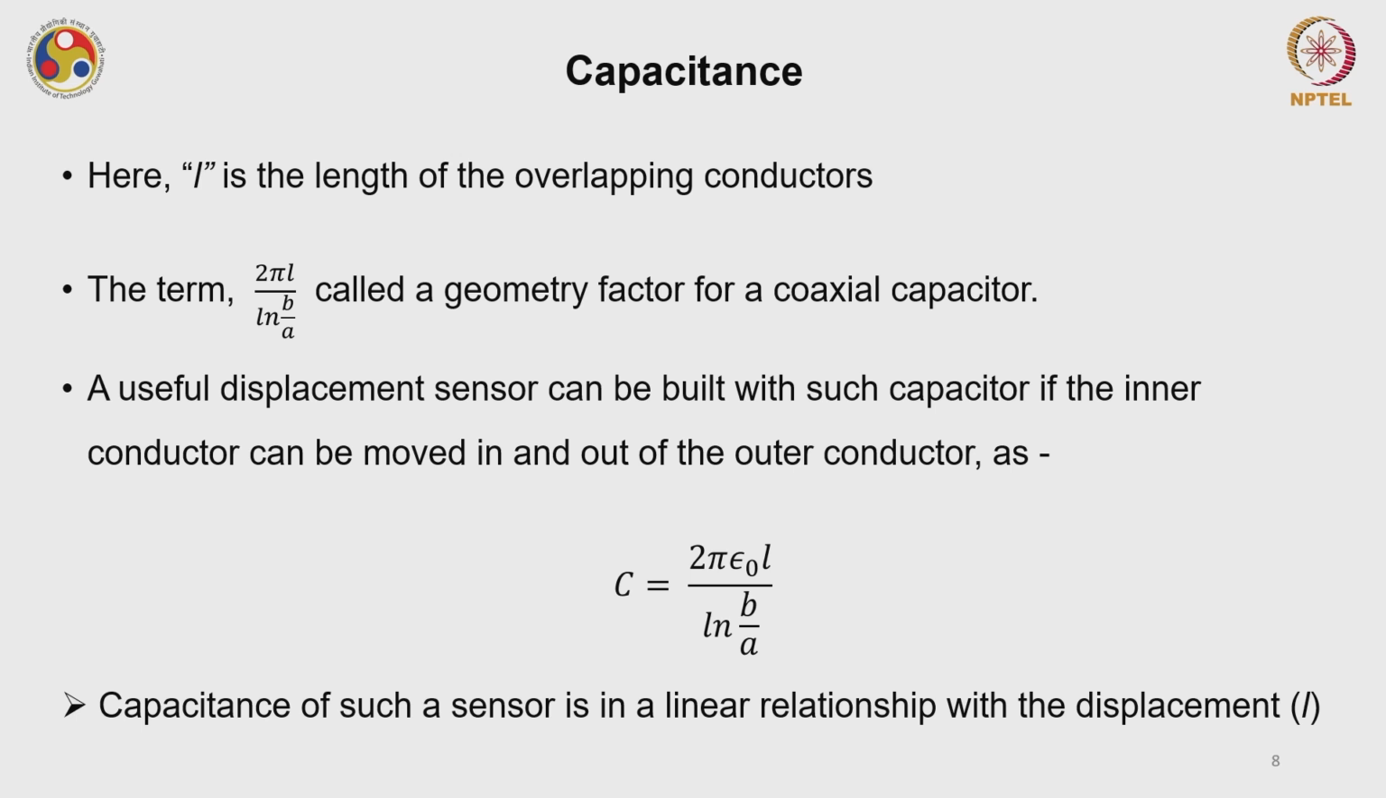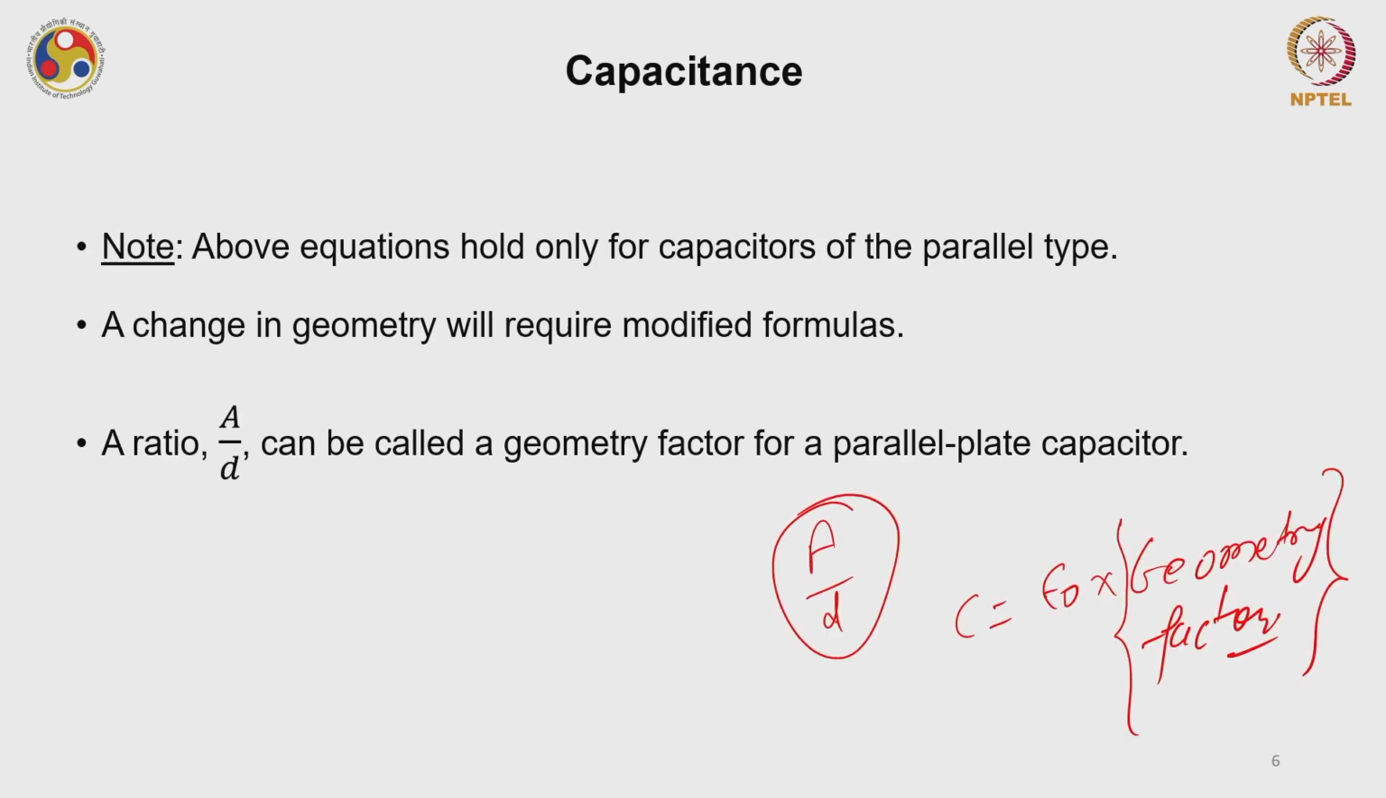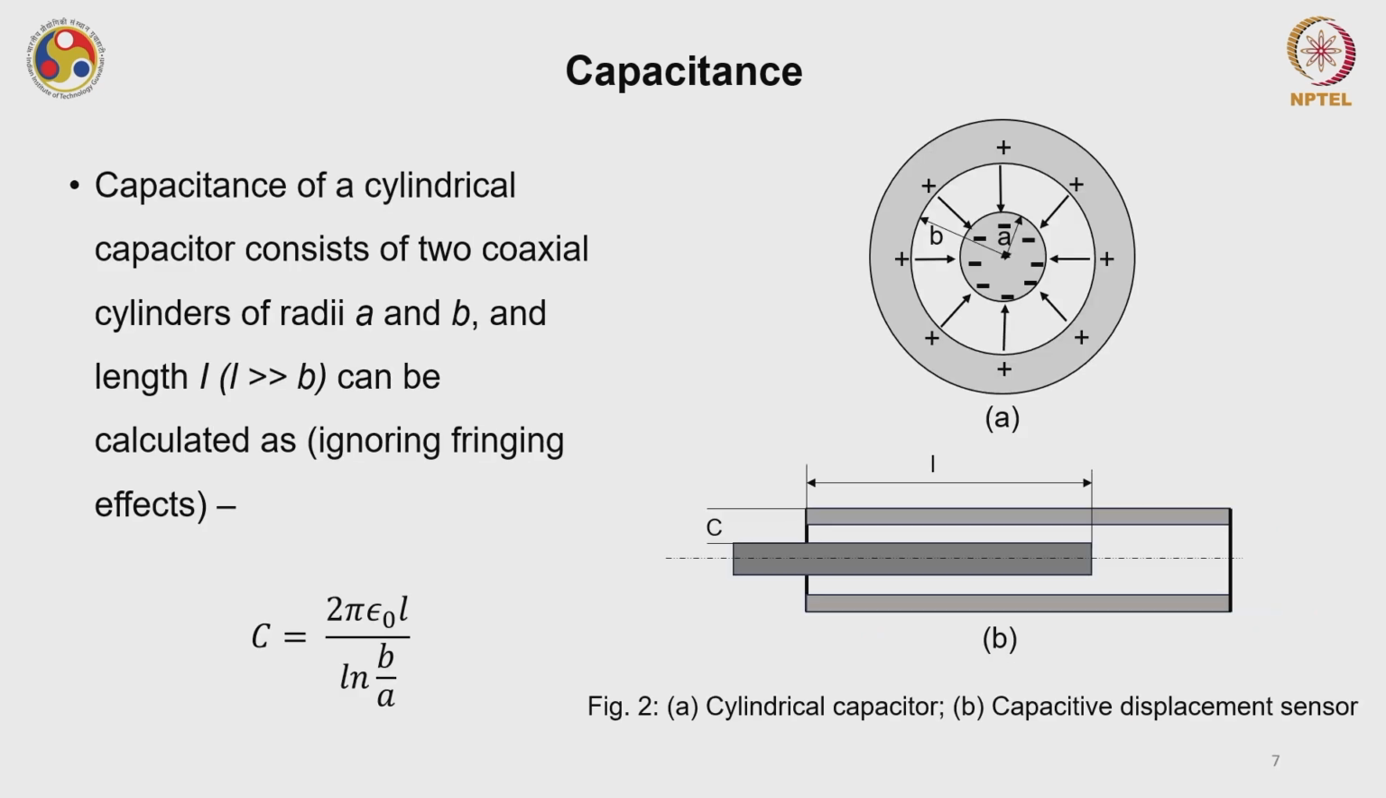For parallel plate we have just defined it to be A by D, right? So A by D was my geometry factor for the parallel plate capacitor.